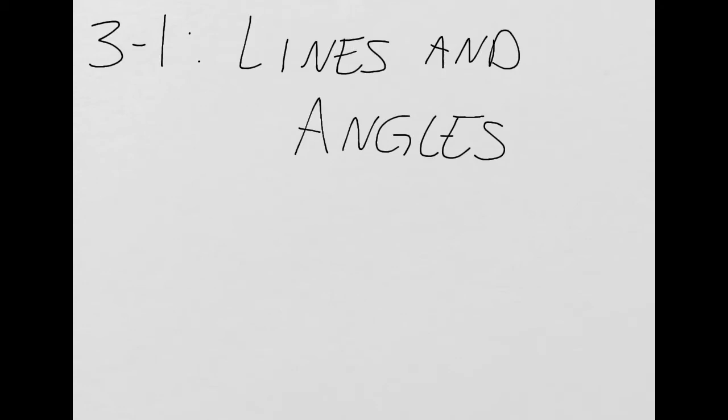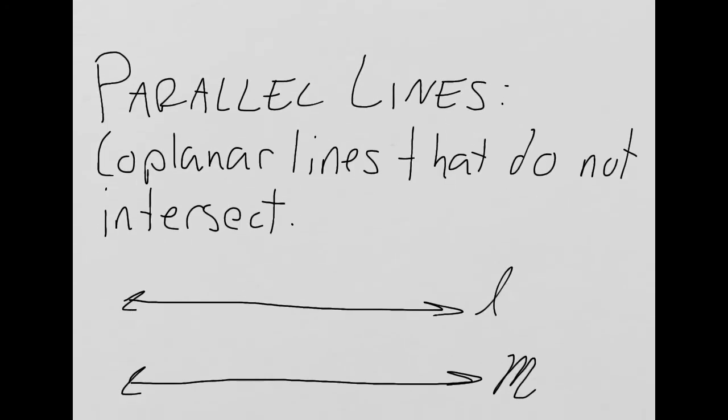It's time for section 3-1 about lines and angles. Our key concept from this section will be that not all lines and not all planes intersect. So the first thing that we're going to look at is parallel lines.